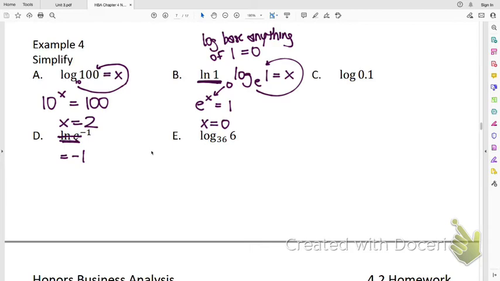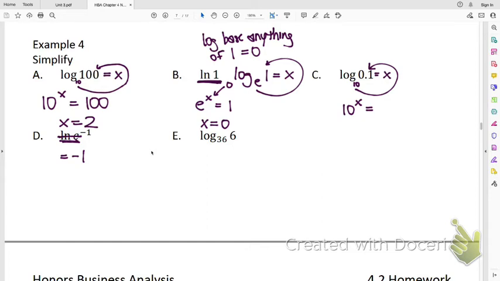C has that understood base what again? 10. So if I think log base 10, and I don't know what it's equal to, I'll call it x, and we're going to rewrite this. And this is going to take a minute to rewrite. That's okay. So rewriting this in exponential form will look like what? 10 raised to the x power is equal to 0.1.